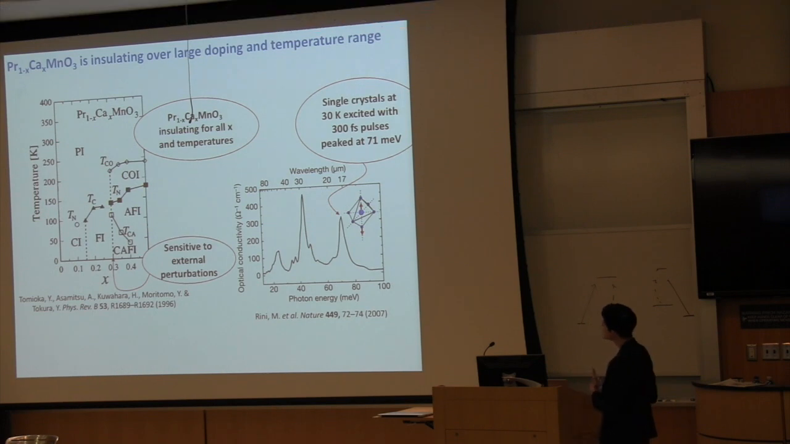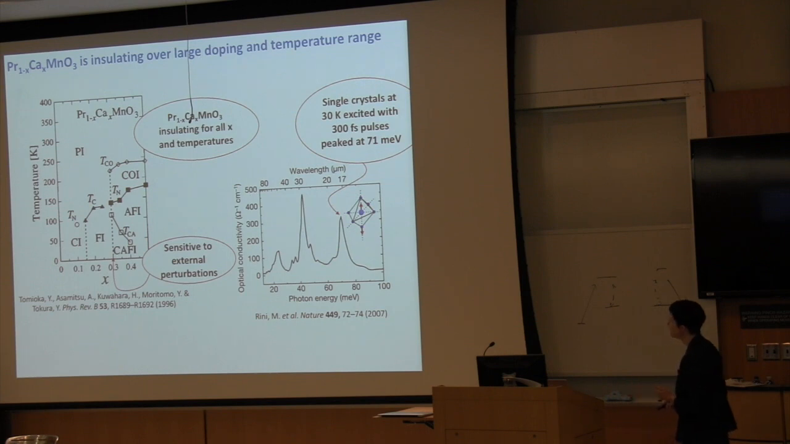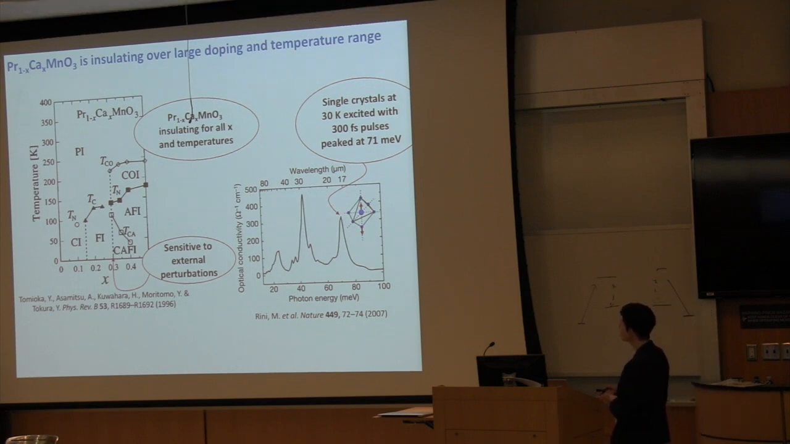So what was done in this experiment was that a laser was tuned to the frequency of one of the infrared active phonon modes in this material, and it involves displacements of the manganese ions against, or opposite, these oxygen atoms.